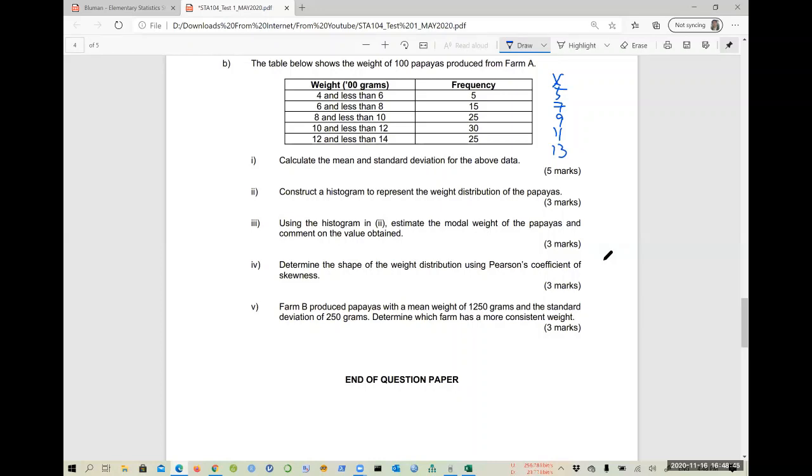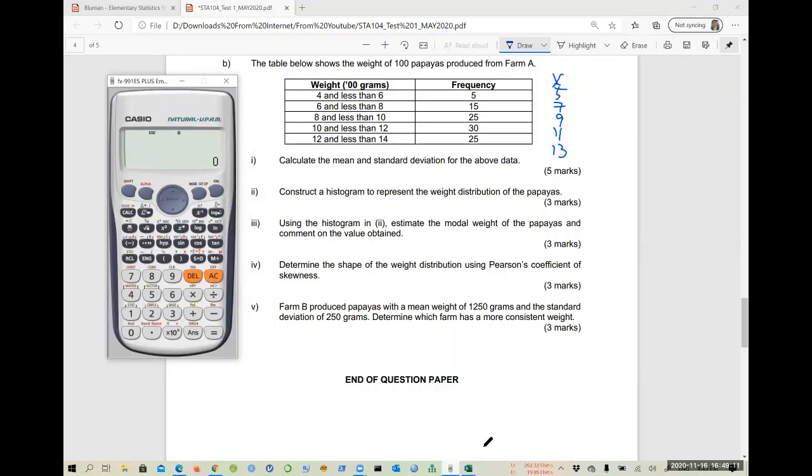Next, you can find the mean and the standard deviation. To find them, the first thing that you need to do is find the summation of fx and the summation of fx squared. So let me bring up the calculator, and then we can do the calculation.